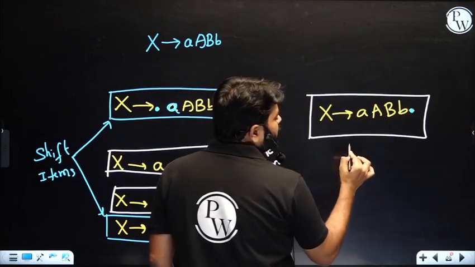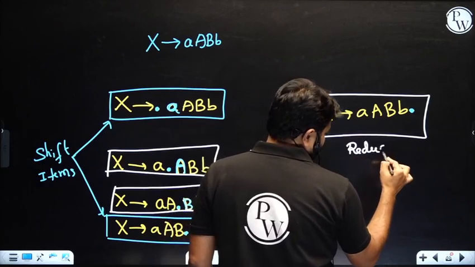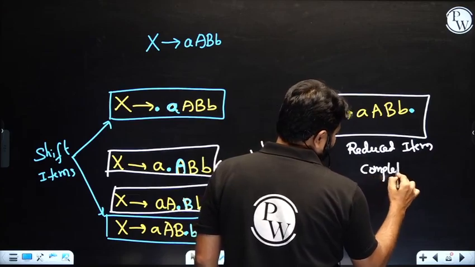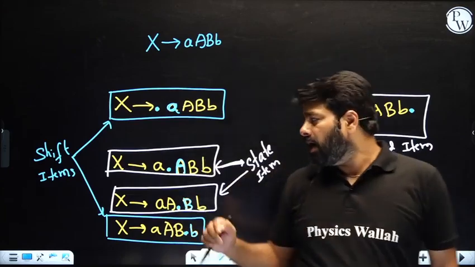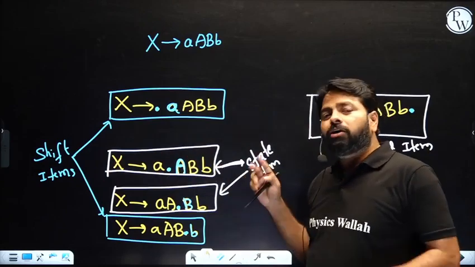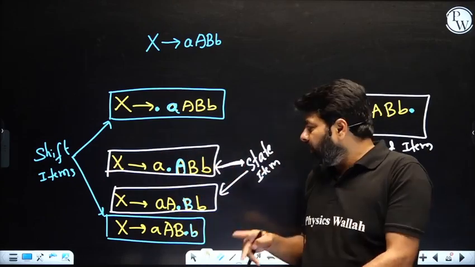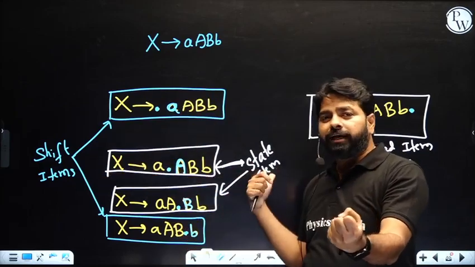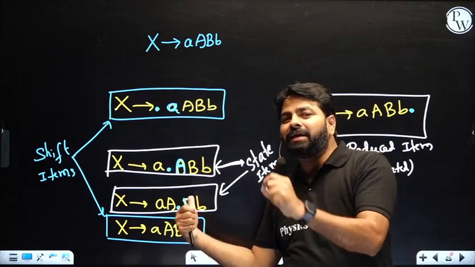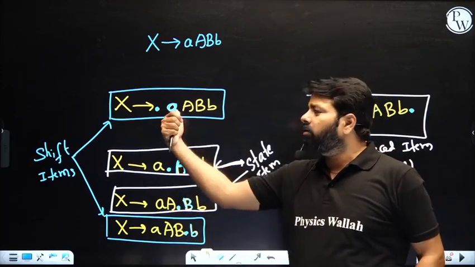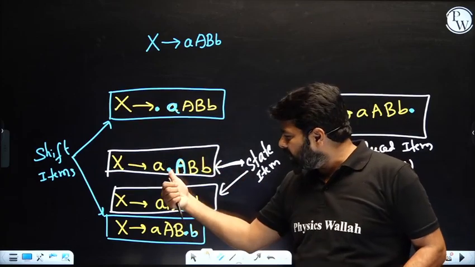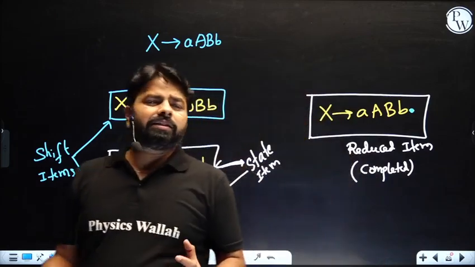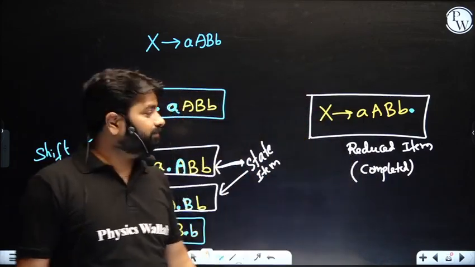And especially this one, after the dot no one. So, you can say this one is called a reduced item, also called completed. Whereas the other items are incomplete, the dot is not at the end. These four items are called incomplete, either shift or state, depending on which symbol is there immediately after the dot. If immediately after the dot is a terminal, then that is a shift item. If immediately after the dot is a non-terminal, then that is called a state item, or you may say it helps us to make the goto entries.